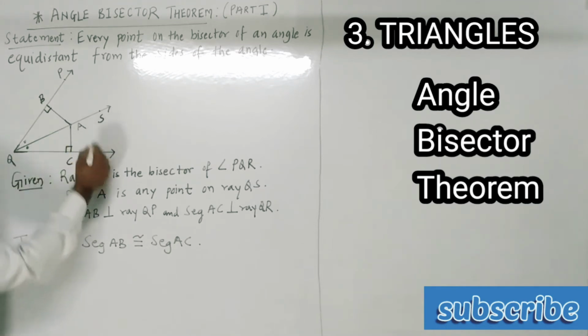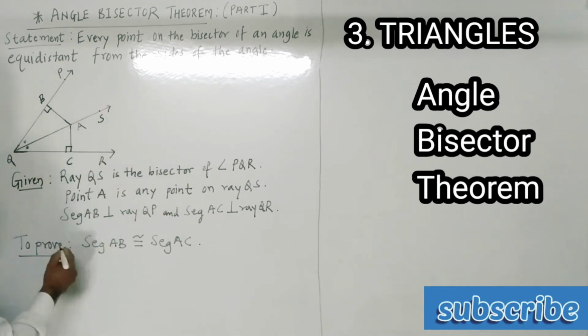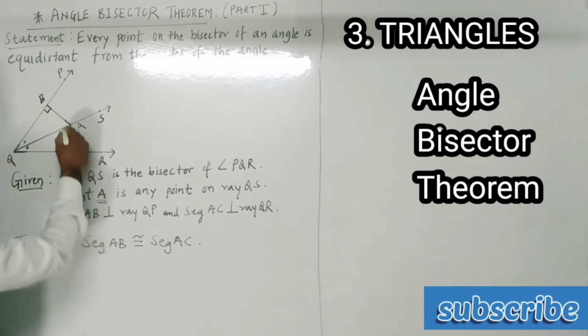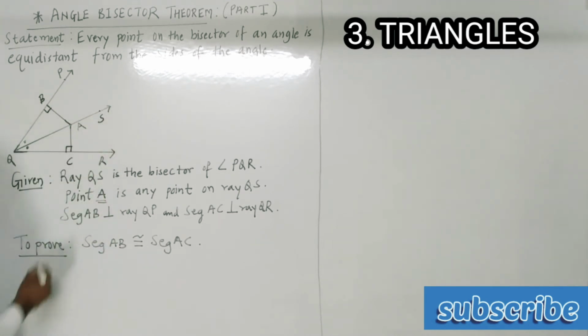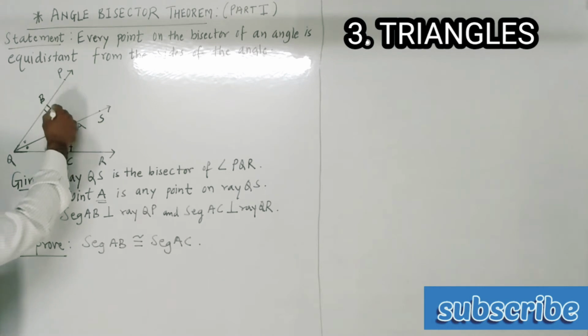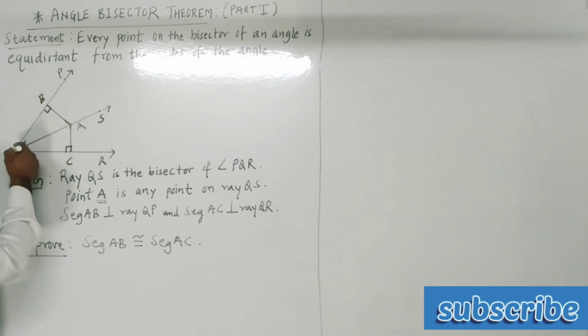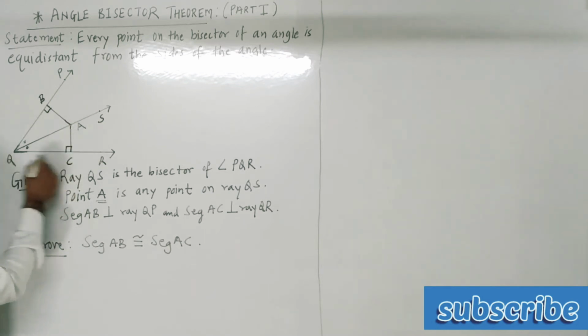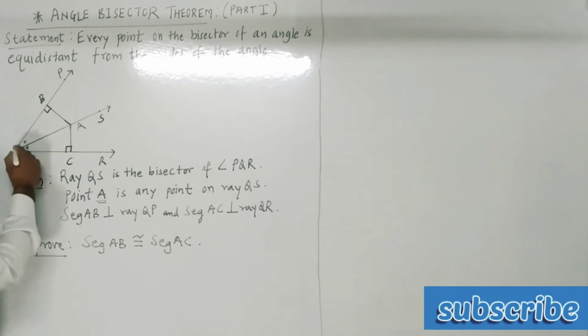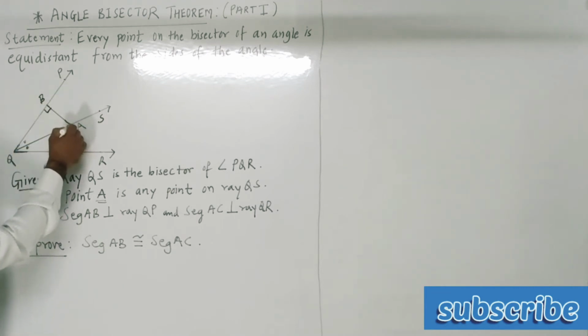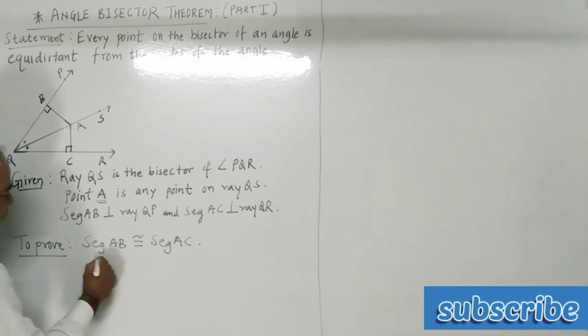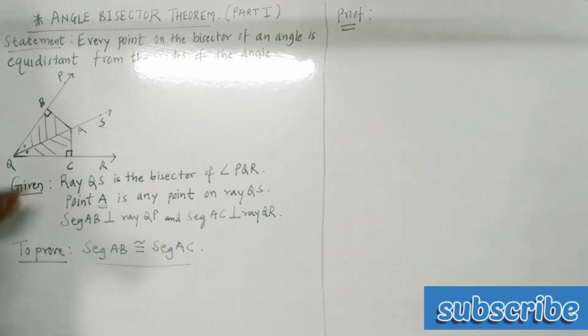So the given part is: QS is the bisector of angle PQR. Point A is any point on ray QS. Segment AB is perpendicular to ray QP and segment AC is perpendicular to ray QR. We have to prove that segment AB is congruent to segment AC. Now let us consider triangle ABQ and triangle ACQ.